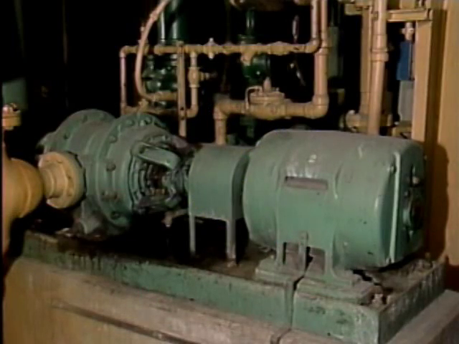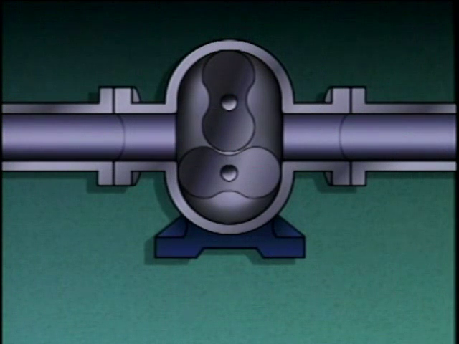Another type of rotary pump that moves liquid by trapping it in spaces and forcing it out of the pump is a lobe pump. Lobe pumps use lobes instead of gears to move process liquids. The pump shown here is often called a two-lobe pump because each rotor has two lobes. But lobe pumps can have as many as 3 or 4 lobes on each rotor, depending on their design.